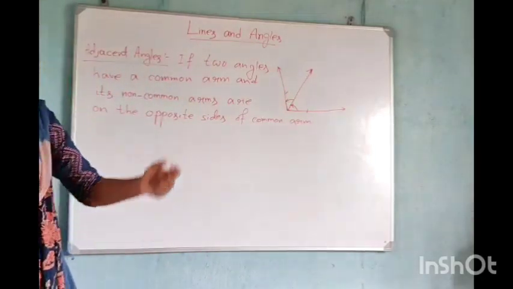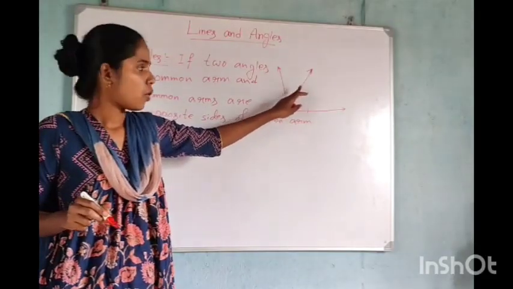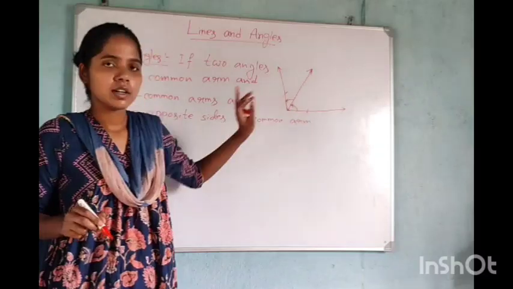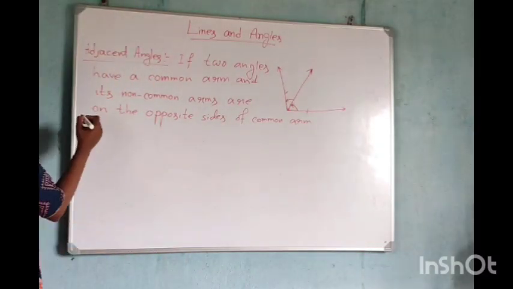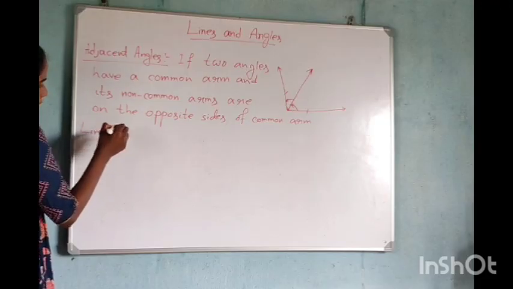That means for adjacent angles there have to be a common arm. Non-common arms are on the opposite sides of the common arm. Then they are called adjacent angles. Now our next one is linear pair of angles.